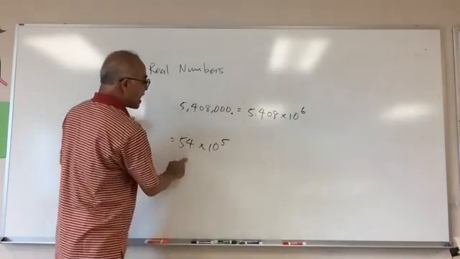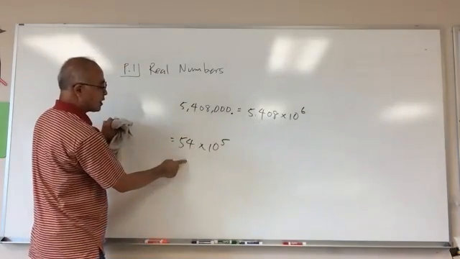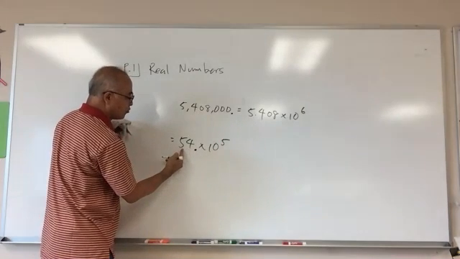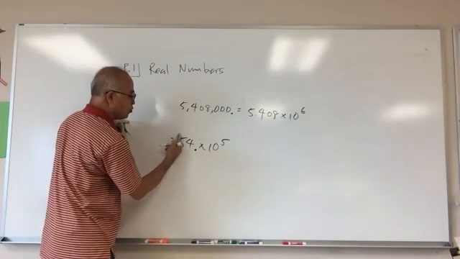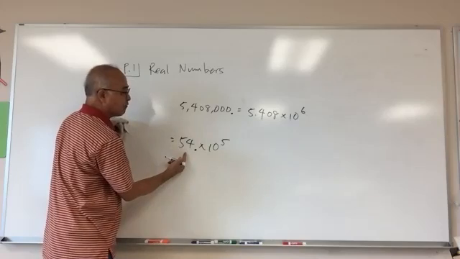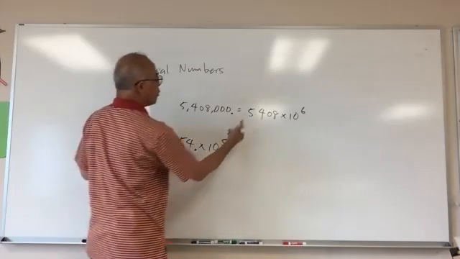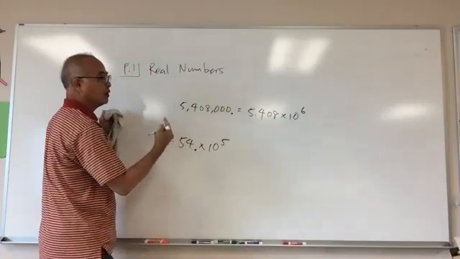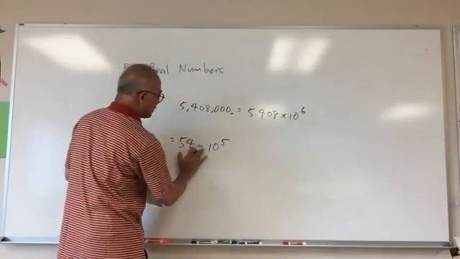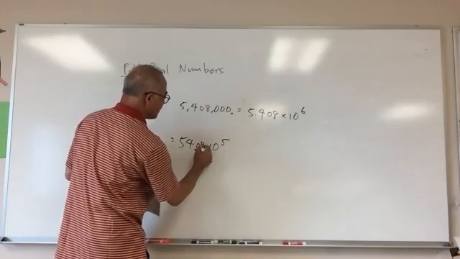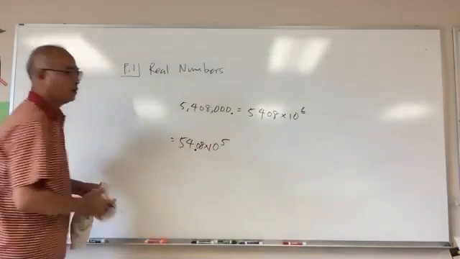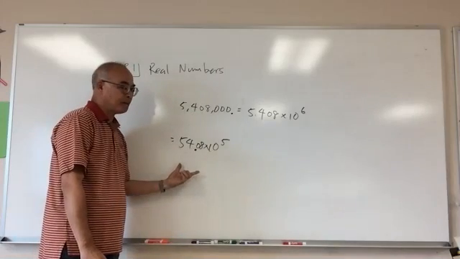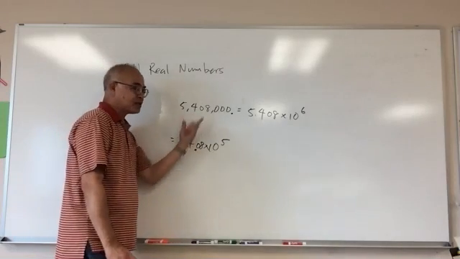But this is not a scientific notation because from the decimal point, I have 2 digits to the left of the decimal point. I can only have 1 to make it a true scientific notation. It would look like that. All right. Everybody see what I'm saying here? This is what a scientific notation is.